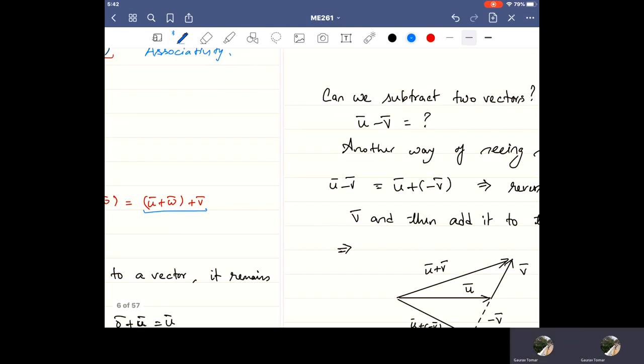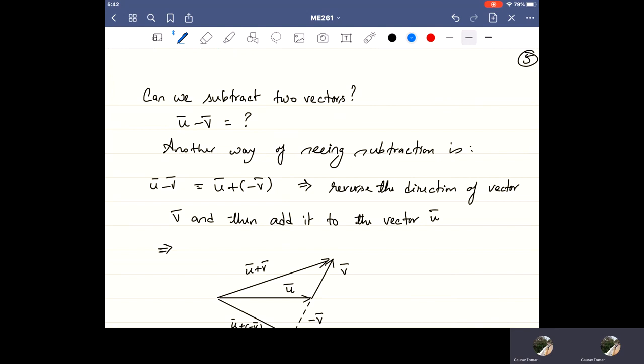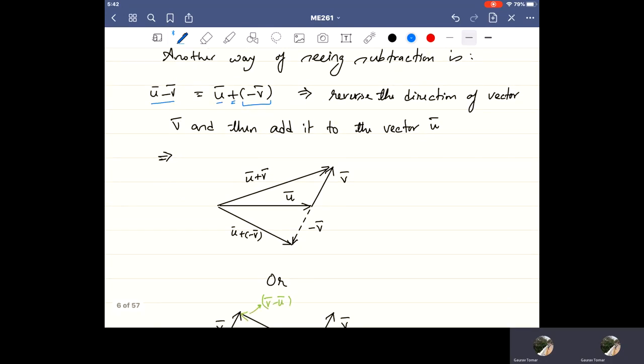Now, addition is simple and straightforward, but can we subtract two vectors as well? What would U minus V look like? How do we define subtraction? Addition comes naturally. Subtraction is nothing but addition of negated things, right? For example, you can see U minus V as U plus of minus V. So you have to define the vector minus V based on V and add it to U. Okay. Geometrically, we can see it this way.